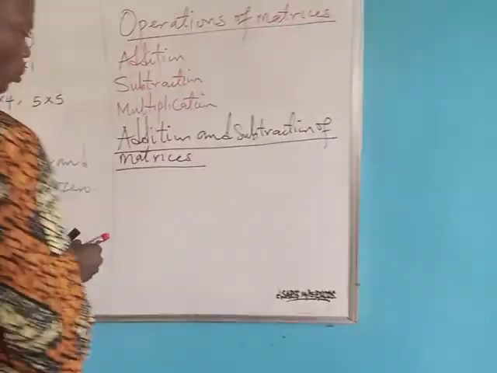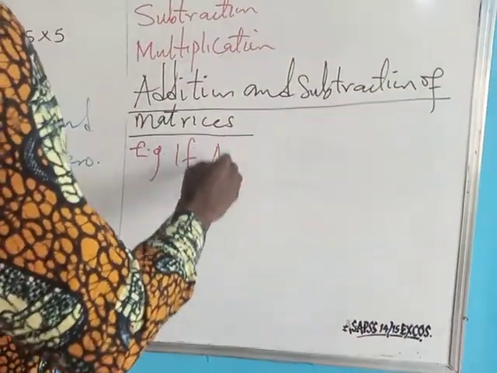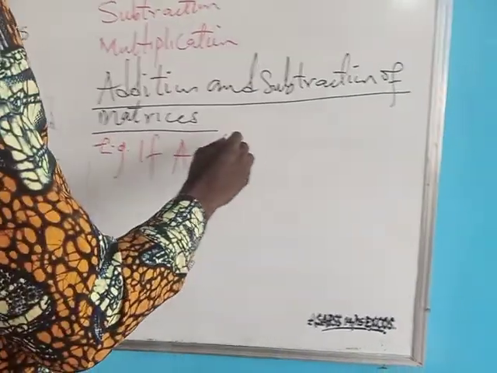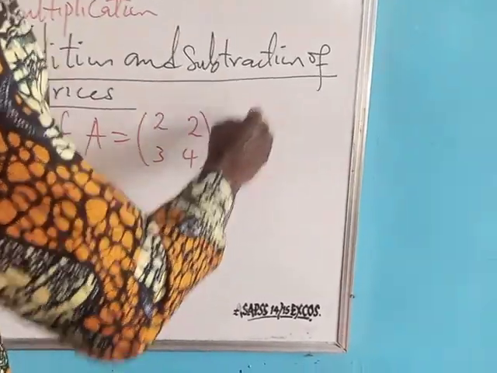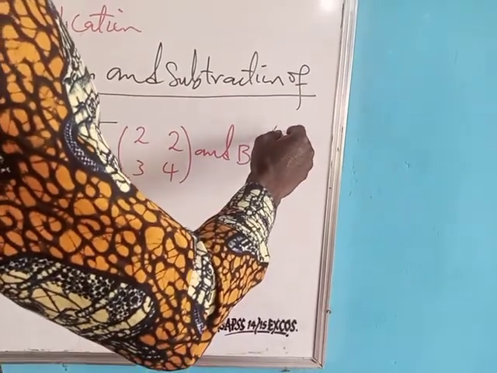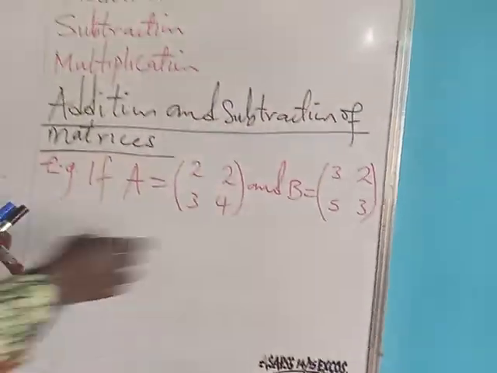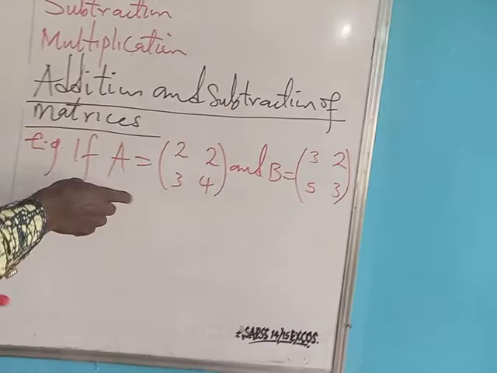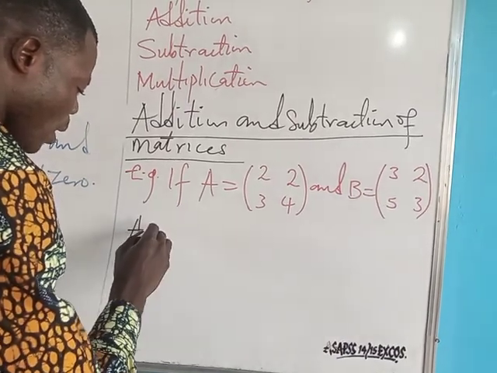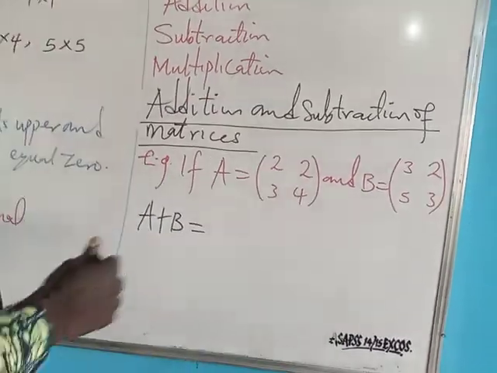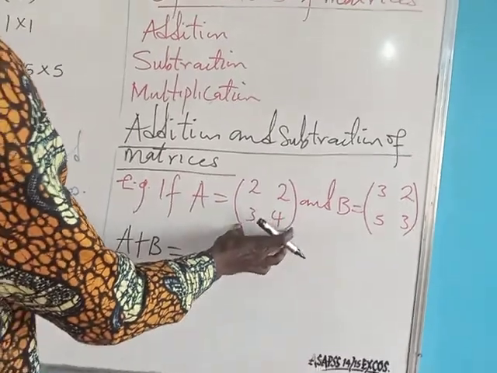For example, if you have a matrix A of order, let's say, 2 by 2, and the matrix B is also 2 by 2. So these two matrices are of the same order. We can easily add or subtract the two. So our A plus B: this is A and this is B. We can easily add this and this.